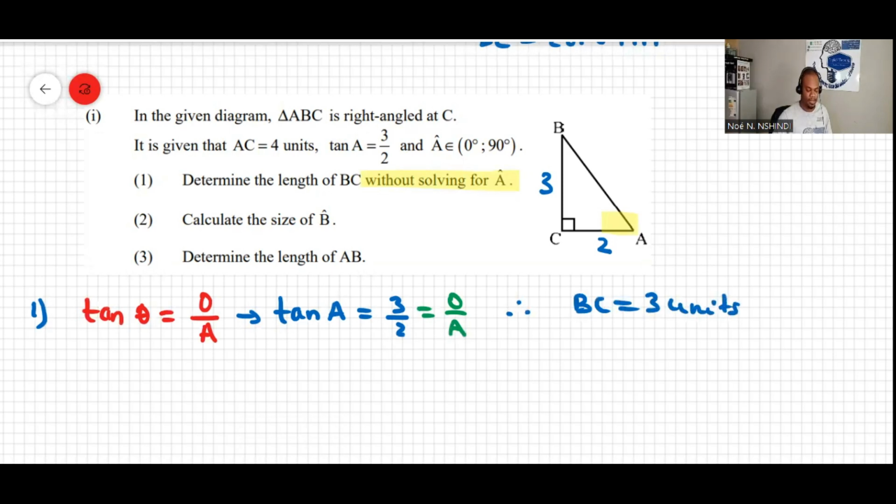Now question 2 says calculate the size of angle B. So the angle we're looking for here now is this one, angle B.